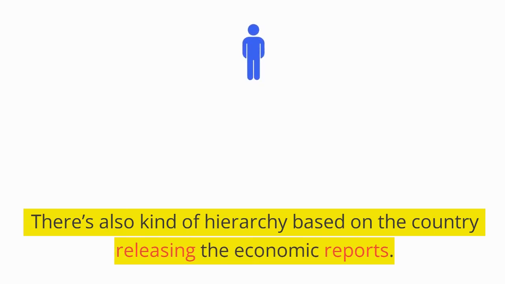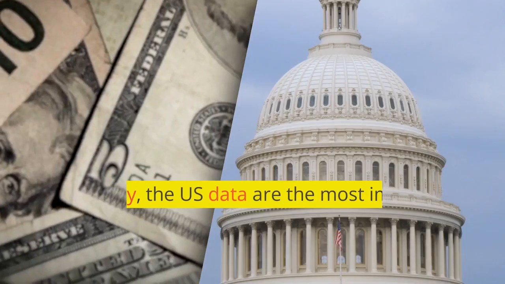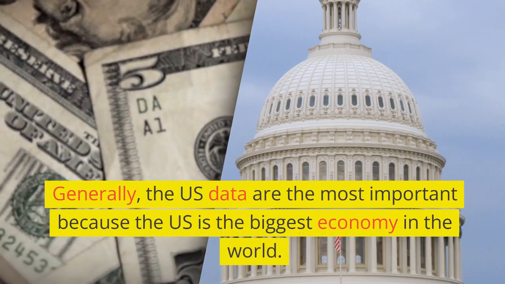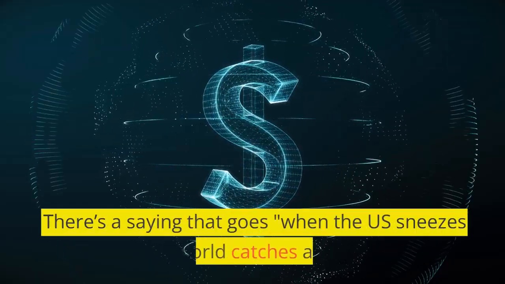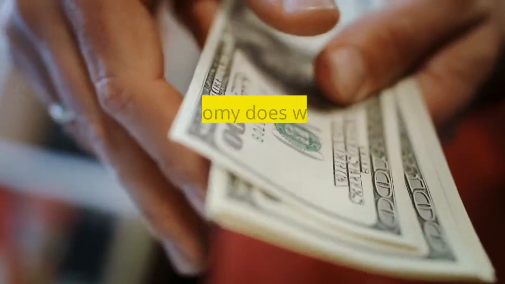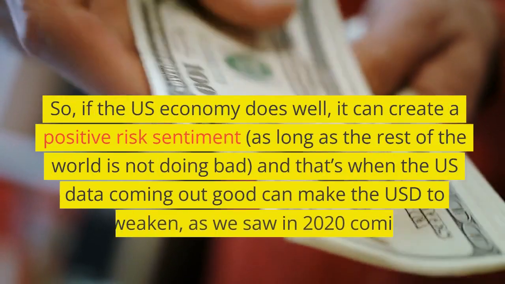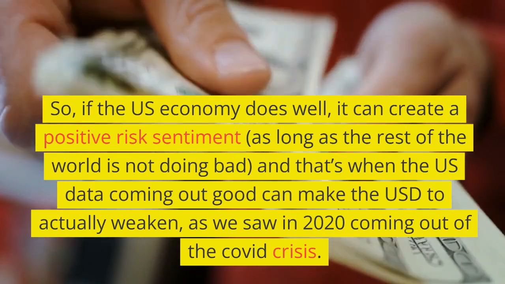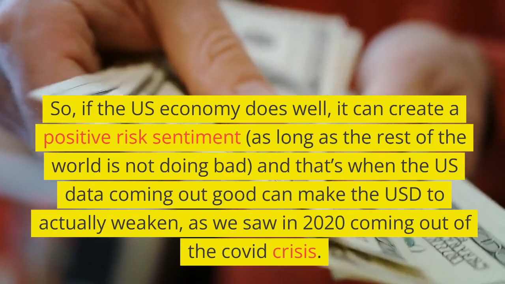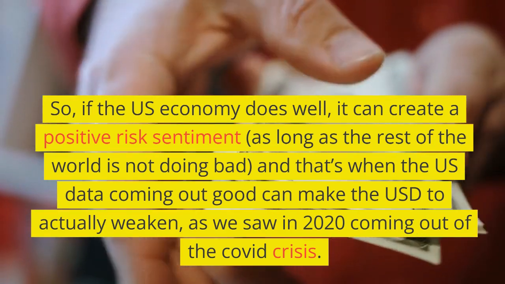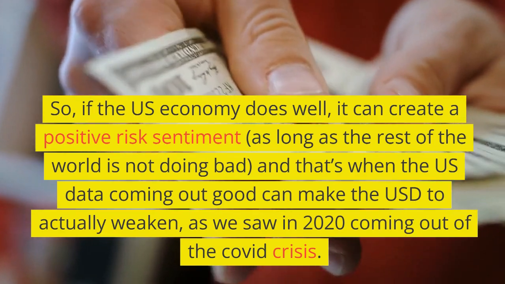There's also kind of a hierarchy based on the country releasing the economic reports. Generally, the US data are the most important because the US is the biggest economy in the world. There's a saying that goes, when the US sneezes, the world catches a cold. So, if the US economy does well, it can create a positive risk sentiment, as long as the rest of the world is not doing badly, and that's when the US data coming out good can make the USD actually weaken, as we saw in 2020 coming out of the COVID crisis.